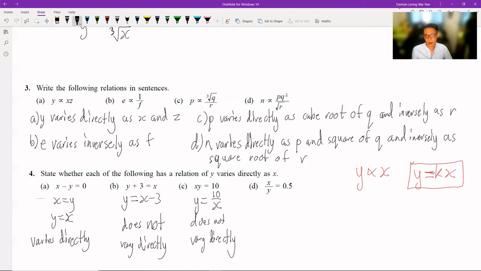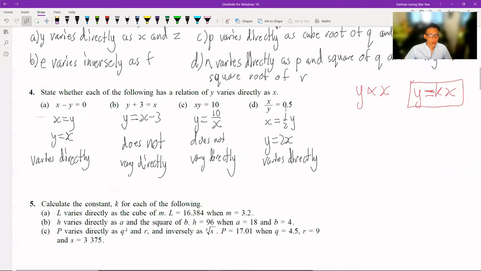This one, x over y equals 0.5. 0.5 means 1 over 2. So if I bring over the y, means half y. Bring over the 2, 2 times x. y equals 2x. Divide opposite times. So y equals to a number times x means this one varies directly. So yes, no, no, yes. That is question 4 here.